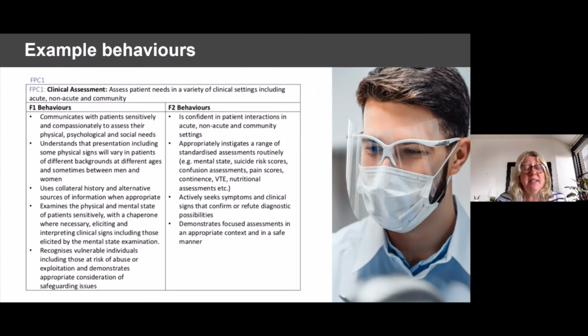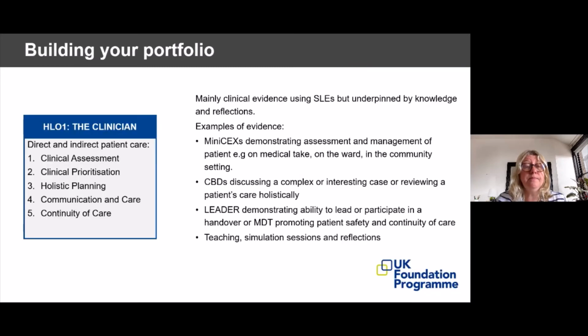To give you some guidance as to what to provide, you can find a list of suggested behaviours under each FPC. This will help both you and your supervisors select appropriate evidence. You can see here that there are different behaviours expected at F1 and F2 level. This is called spiral learning. Let's look at some examples.